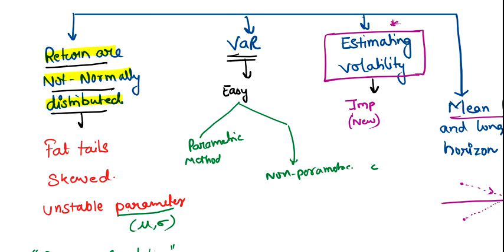When I'm saying parametric method, I mean that this belongs to the delta normal method. Parametric means I'm calculating VAR and I'm assuming a certain distribution for the return. Non-parametric means you are not assuming any distribution for the calculation of your VAR. Clear? So this is similar to my delta normal method, and this one is similar to my historical simulation method.